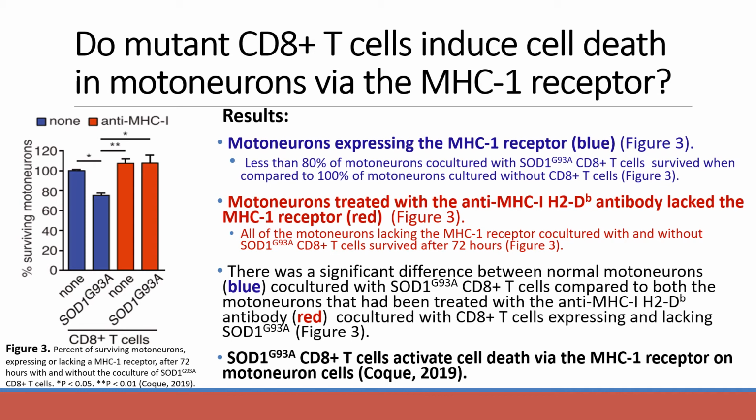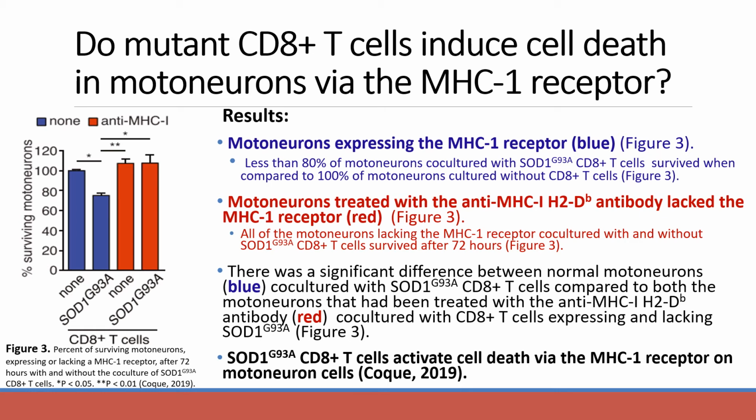So the motor neurons expressing their MHC1 receptor are the blue bars. This means that they're normal motor neurons, nothing wrong with them. They have their MHC1 receptor. So when you're comparing the two of those, there is a significant difference. Less than 80% of motor neurons co-cultured with the mutant CD8 T cells survived when you compare them to the 100% of motor neurons that survived when there were no CD8 T cells present after 72 hours.